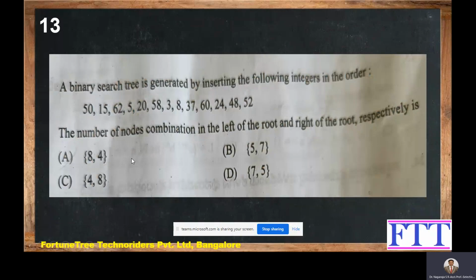Here option A 8,4, option B 5,7, option C 4,8, option D 7,5. Here the right answer is option A, 8,4. 8 elements will come under the left of the root, 4 elements will come under the right of the root. So this is about question number 13. So we'll move to the 14th.